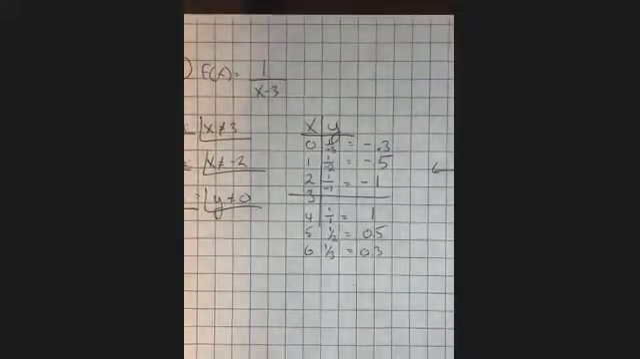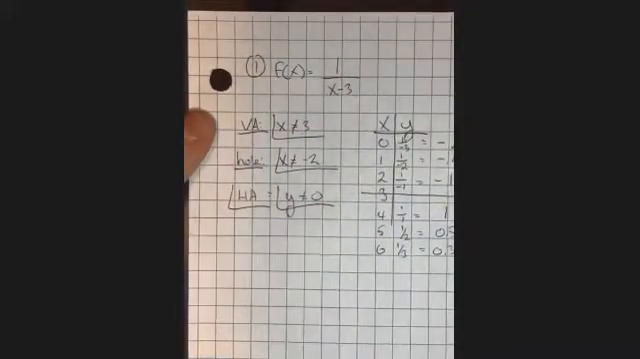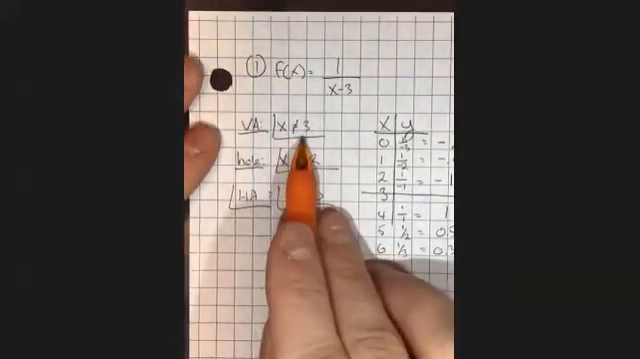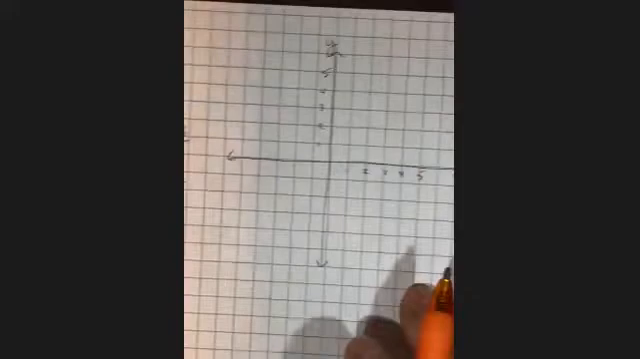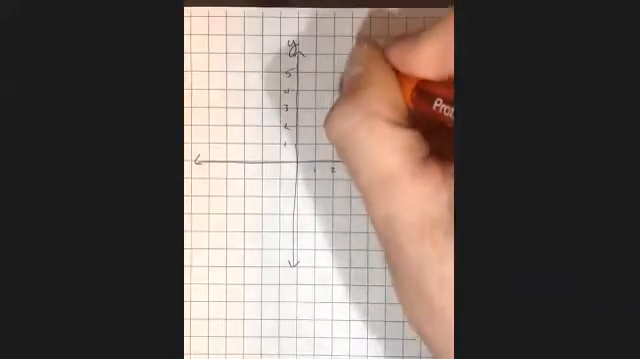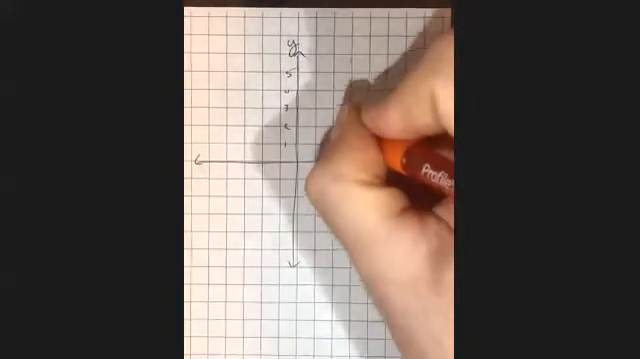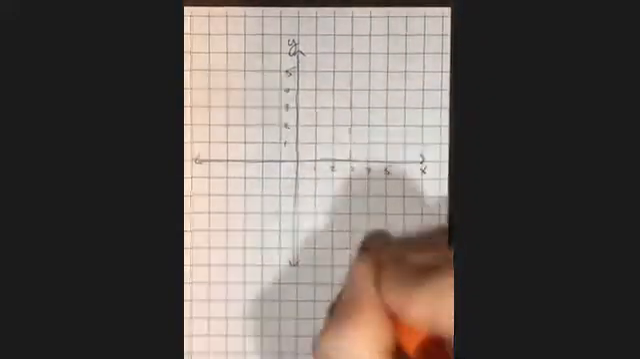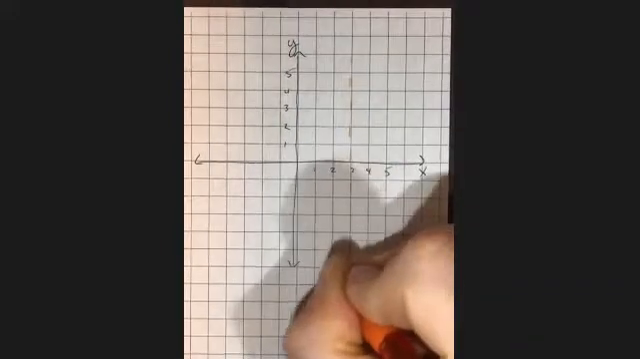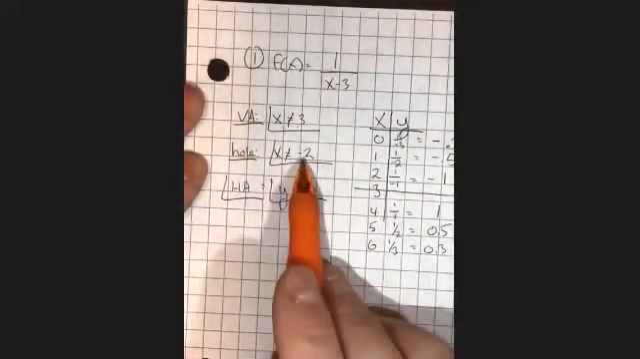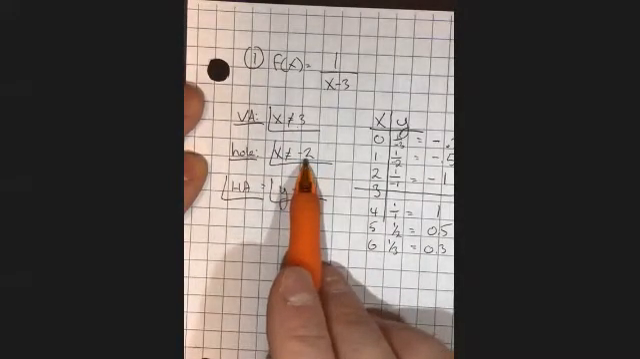So first off, sorry, my video cut out there for a second. So first off, I know I have a vertical asymptote, x cannot equal 3. So over here on my graph, I'm going to draw a dotted line, because I know x cannot equal 3. Second off, I want to make sure that I include that hole after I'm done with the graph.